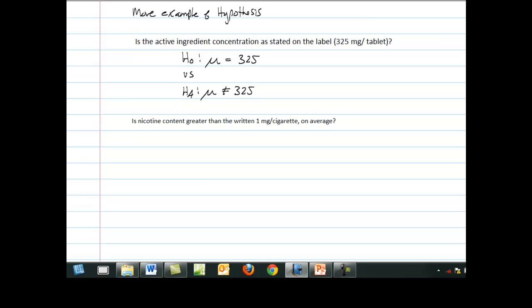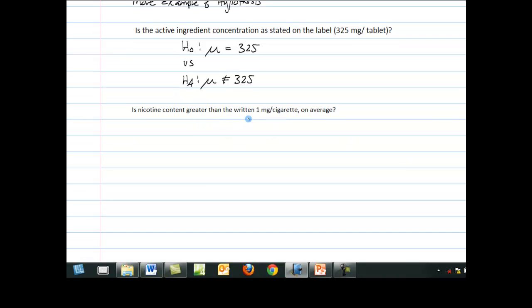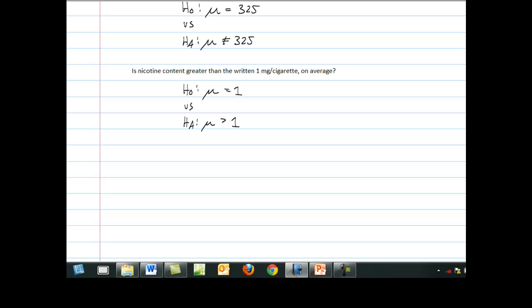So for our next example we have, is nicotine content greater than the written 1 milligram per cigarette on average? Okay, so we have a null and we have an alternative hypothesis. We're testing the mean. It's stated as 1 milligram, and the researcher's hypothesis is, is it greater than as is written? So this is a right tail test. This is an upper tail test. Let's go ahead and look at another one.